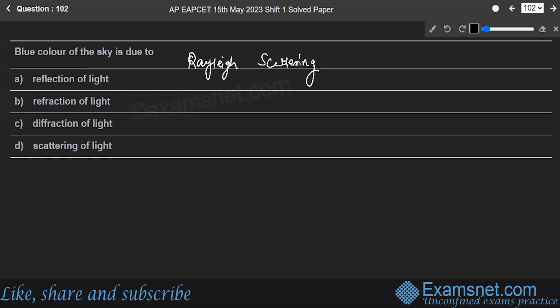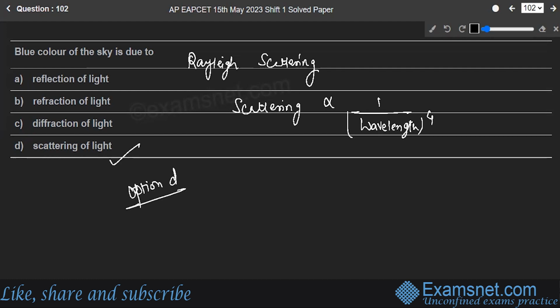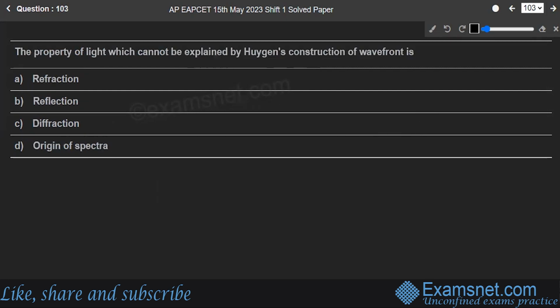According to Rayleigh scattering, the scattering is inversely proportional to the fourth power of wavelength. Thus, the blue color has the small wavelength and the scattering is very large. Therefore, the blue color of the sky is seen. That gives you option D as the correct answer. Next is question number 103.